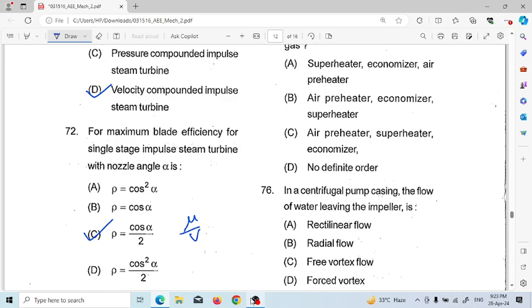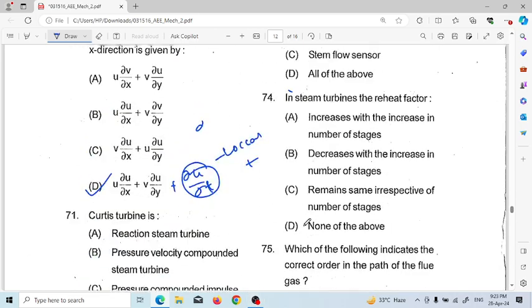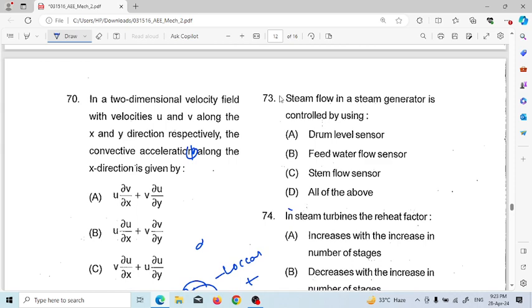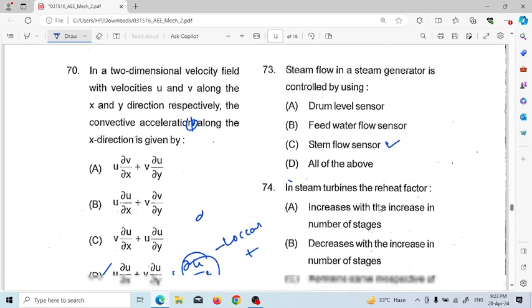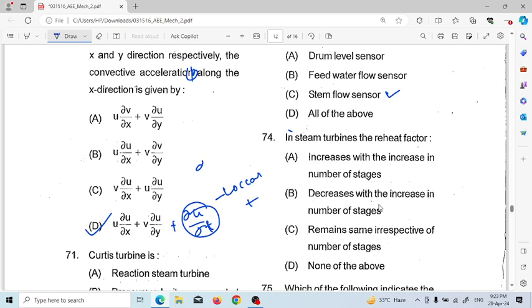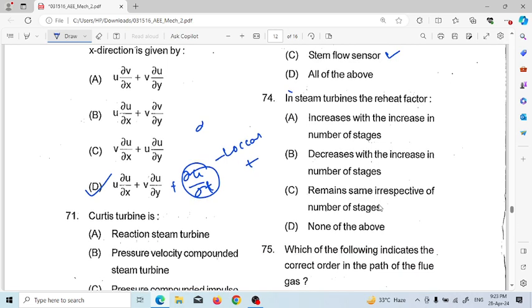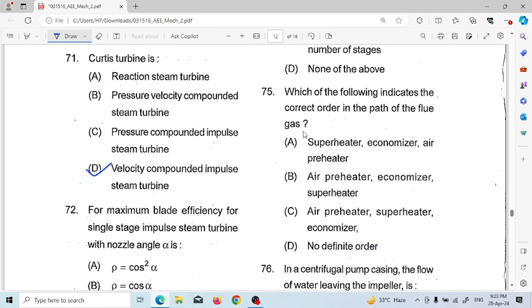So next question number 73. Steam flow in a steam generator is controlled by feed water flow and then steam flow sensor. Option C is the correct answer. Next, 74. In a steam turbine, the reheat factor increases with increasing number of stages. Option A is the answer. Next question number 75.